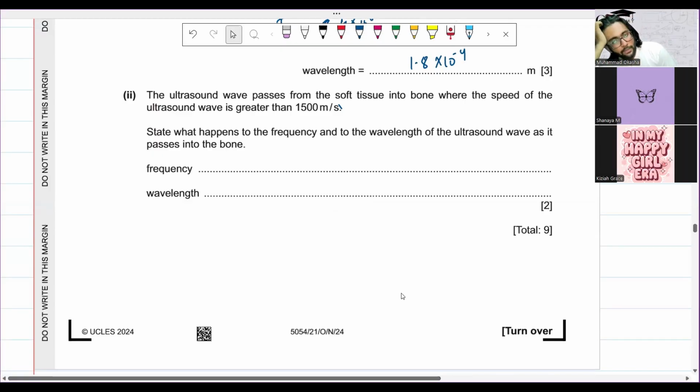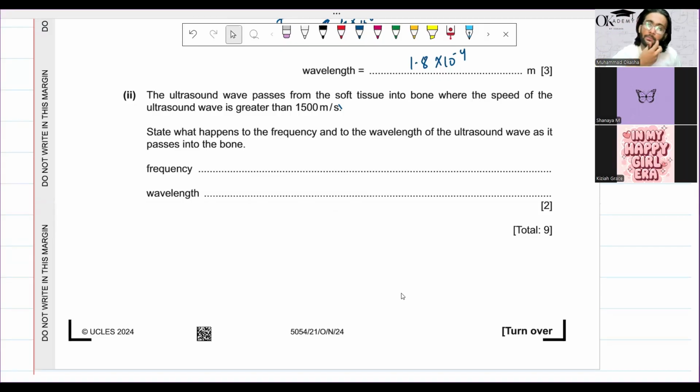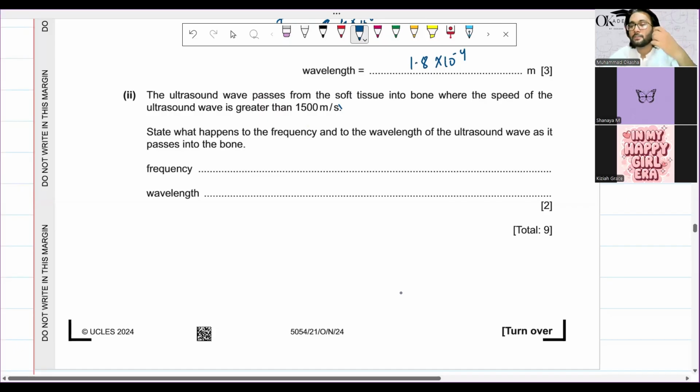The ultrasound wave passes from the soft tissue into the bone, where the speed of the ultrasound wave is greater than 1,500 meters per second. I see. So, of course, entering into a denser medium, the more dense the medium is, the easier it is for the sound to travel.